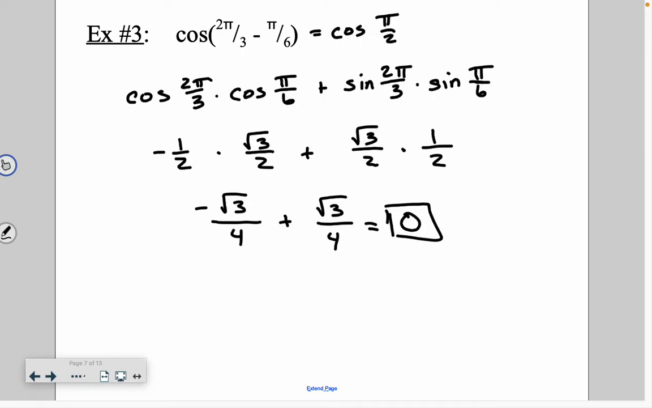Like I said, this is not one of the scenarios where you would normally use this because it's already on the unit circle. This was mainly just practicing the formula, okay? And seeing that we really got the exact same thing.